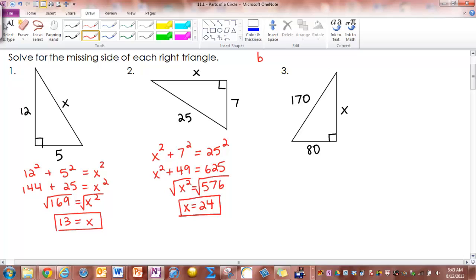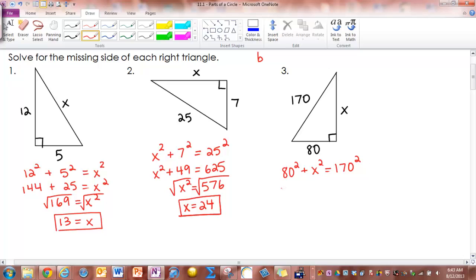Going on to the third example, my x in this problem is also not on the hypotenuse, so it could be on the A or the B. So I'm going to put it in the B this time. 80 is my other leg, so I put that in the A spot. 80 squared plus x squared equals my hypotenuse 170 squared.